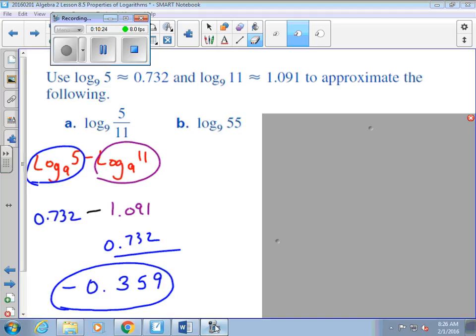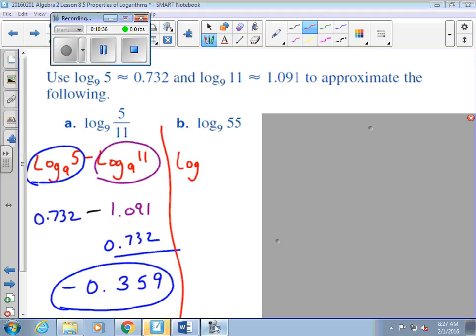Again, we know what log base 9 of 5 is and log base 9 of 11. We know what each one of those is. So let's make the number 55 into something that we know. We could change it into log base 9 of 5 times 11. All we did was change that, 5 times 11.